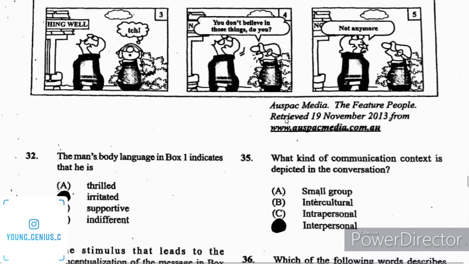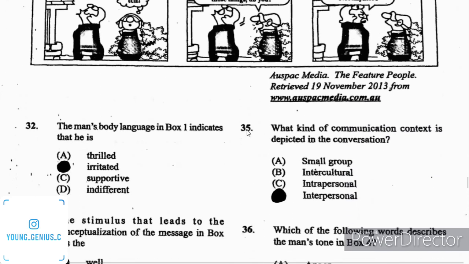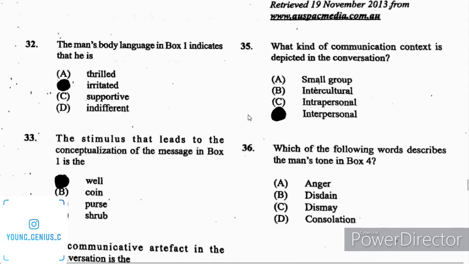Now, which of the following words describes the man's tone in box four? Let's see. Box four is right here. "You don't believe in those things, do you?" It's like, what an idiot woman. She really believes in those things? He doesn't seem angry. I wouldn't say dismay, and I wouldn't say consolation either. Like, disdain. He's not buying that. Like, really, woman? Nah.